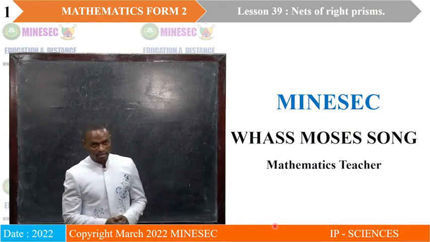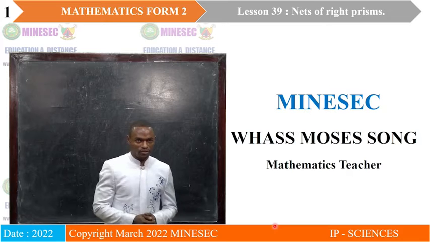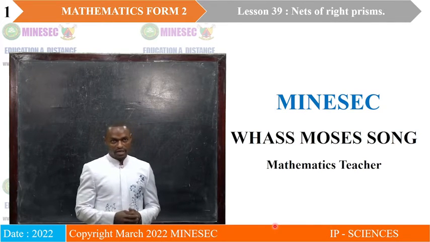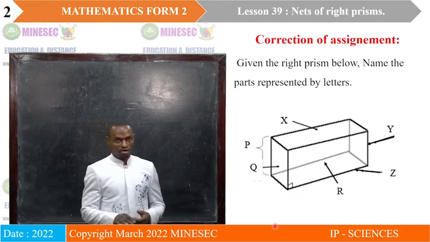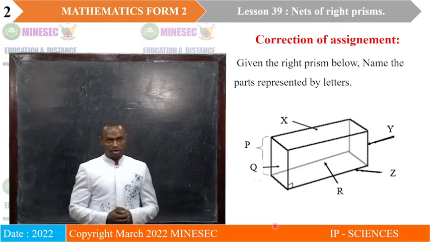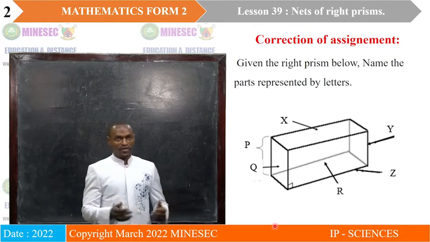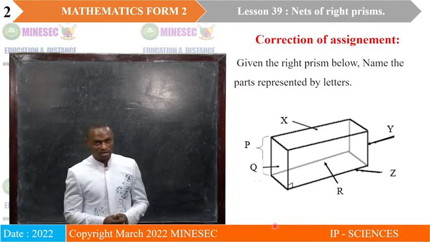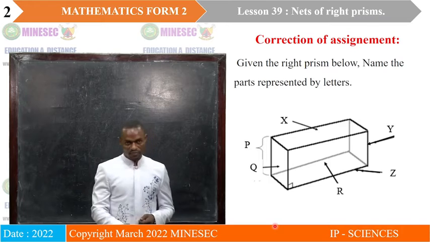Welcome to this learning session. I am Was Moses Song, your mathematics teacher. Before we begin the lesson, let us first look at the correction of assignment from the previous lesson. Given the right prism below, name the part represented by letters.